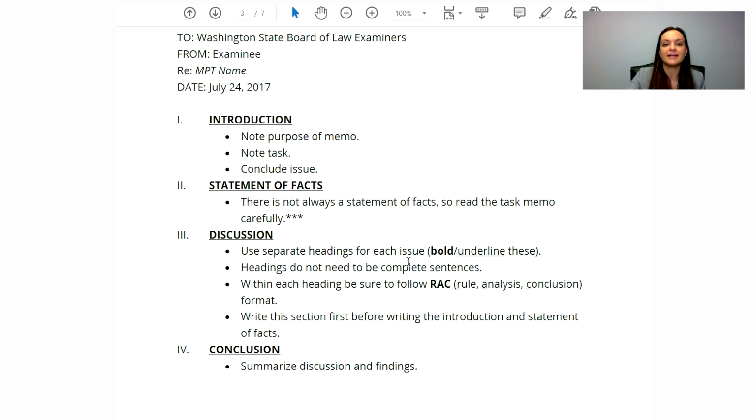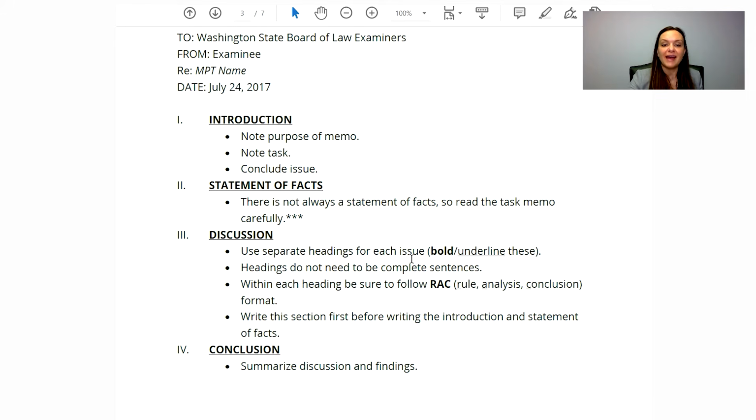So circling back up to that introduction, this is where you essentially want to summarize the purpose of the memo and/or the task, and you're also going to want to present your conclusion. So what you can do when you're practicing MPTs is this is something that will be kind of half done until you're done getting through the library and actually crafting the discussion, because you have to conclude the issue, or you should be concluding the issue here in your intro.